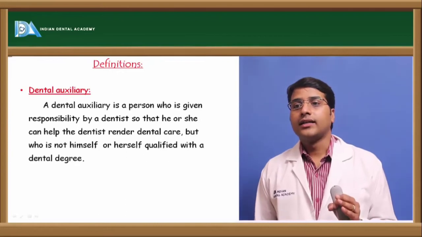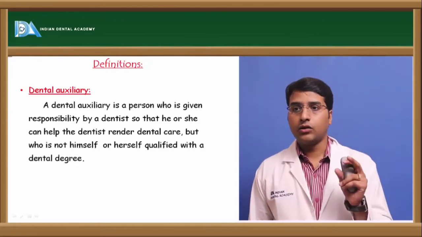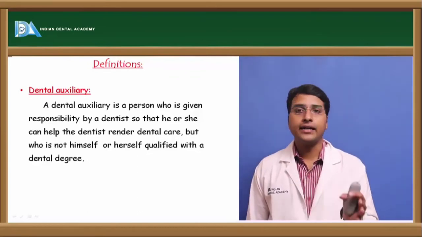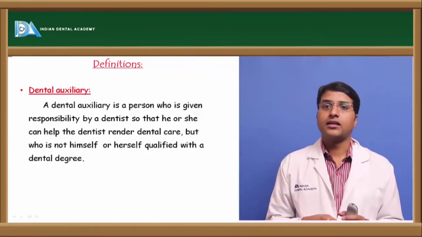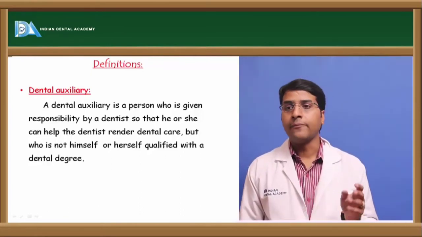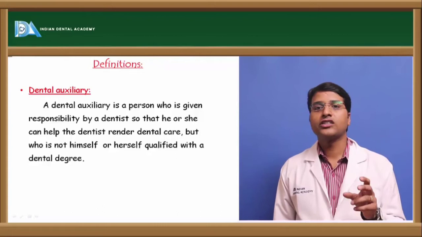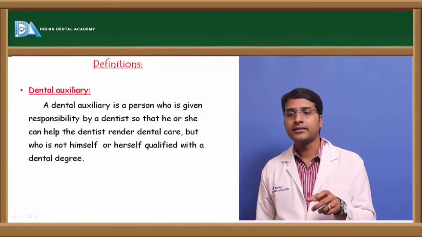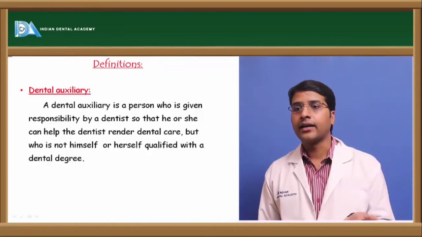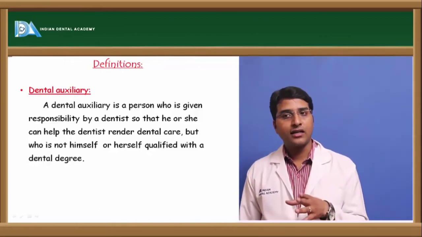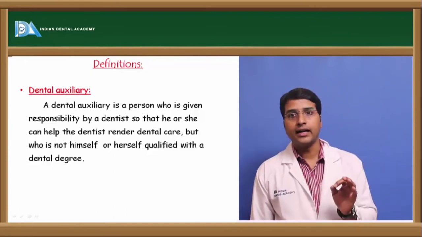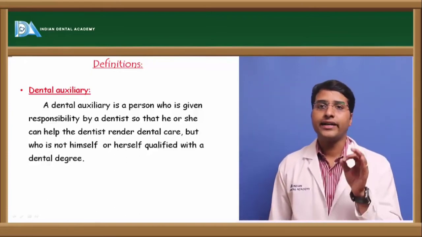What is a dental auxiliary? A dental auxiliary is a person who is given responsibility by a dentist so that he or she can help the dentist. So whoever has been given responsibility by a dentist is called a dental auxiliary. A dental auxiliary is a person who helps the dentist in rendering dental care, but who is not himself or herself qualified with a dental degree. So they are not at all qualified with a dental degree, they only help a dentist to render dental care.